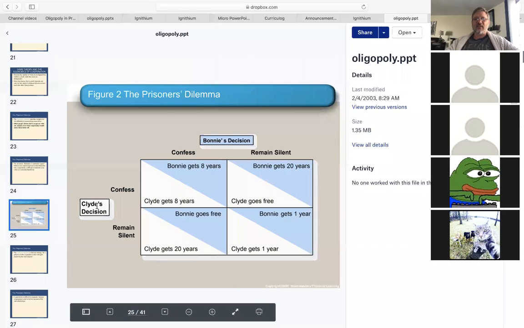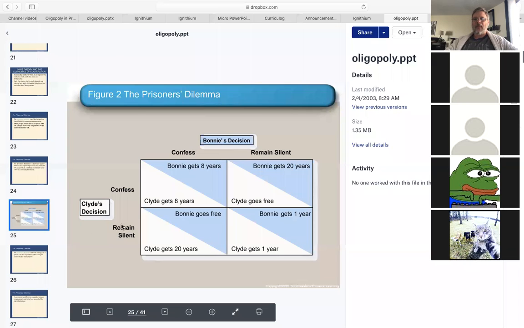The person on the left here, this is Bonnie and Clyde. I don't know if you all remember the famous bank robbers, Bonnie and Clyde from the 1920s, but it's a pretty famous story. So Clyde is what we would call the row player, and he has these two actions available. He can either confess and help out by giving evidence for the prosecution, or he can remain silent, which is actually out of loyalty or cooperation with Bonnie, right?